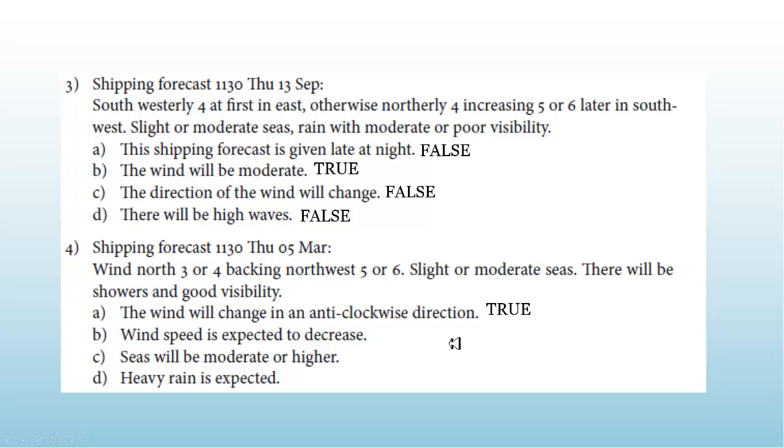Wind speed is expected to decrease. Let's see here. 3 or 4, backing 5 or 6, slight or moderate seas. That's a good one. 3 or 4, backing, picking up to 5 or 6. I would say no. False. So it's actually expected to increase, going from north 3 to 4, then going clockwise 5 or 6.